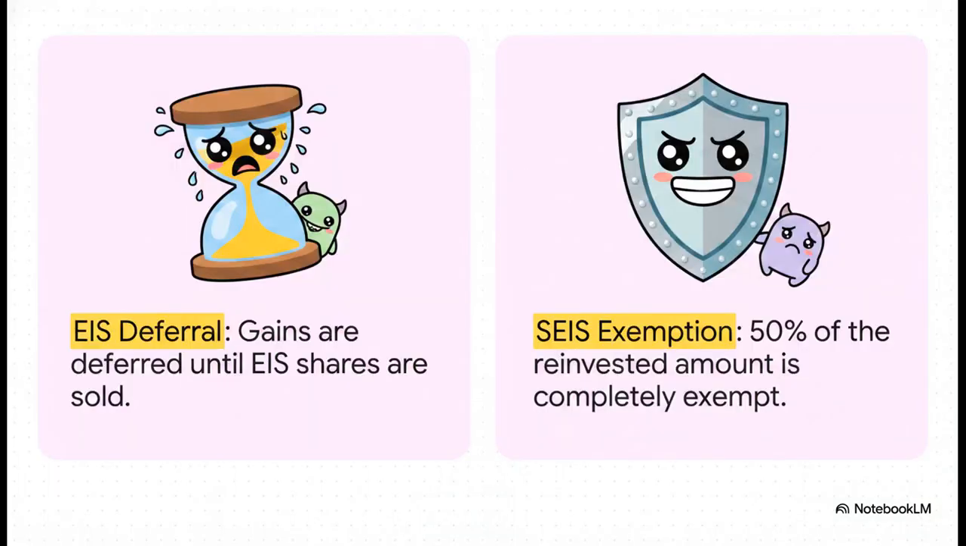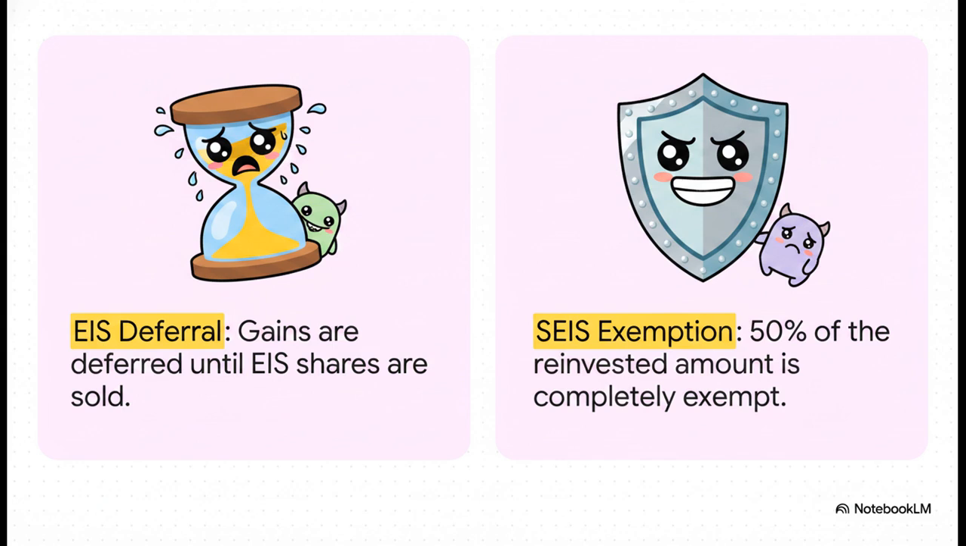Look closely at the capital gains treatment here because the structural difference is huge. On the left with EIS, you're really just kicking the can down the road. You're deferring a capital gain, and when you finally sell those EIS shares, that old gain crystallizes and comes right back to bite you.